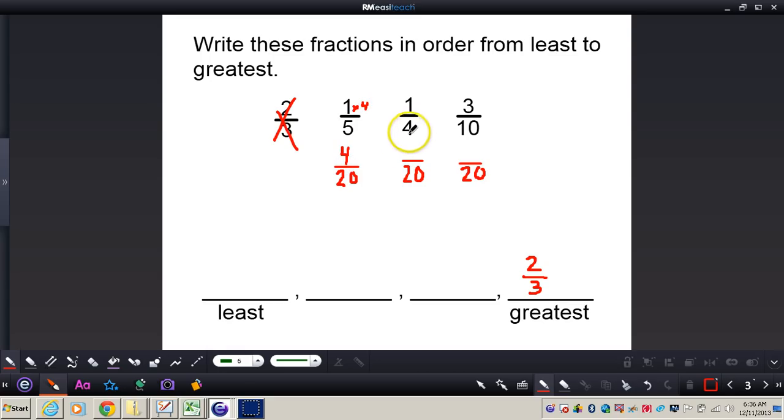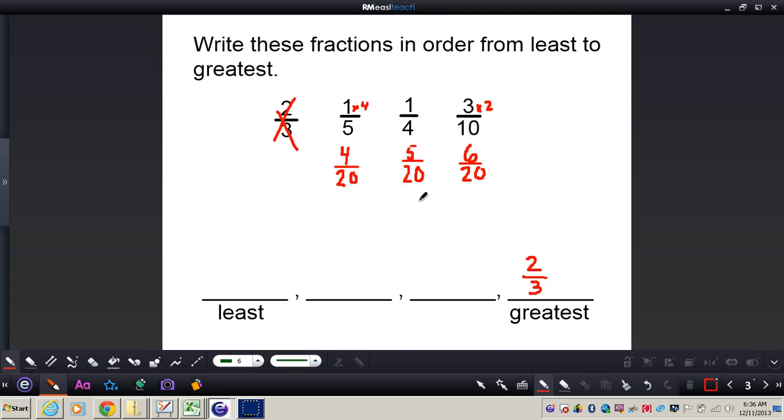What did I do to my 4 to get to 20? I multiplied that by 5, so I'll multiply my numerator by 5, giving me 5/20. And then I multiplied my denominator by 2, which gave me 20. So I'm going to multiply my numerator by 2, giving me 6. So now we're comparing fractions pretty easily.